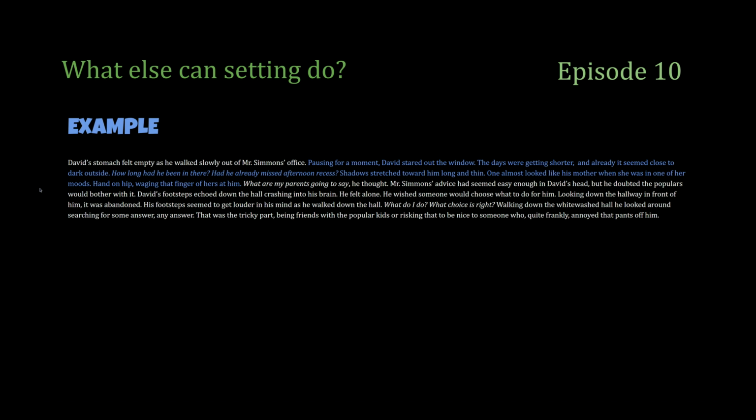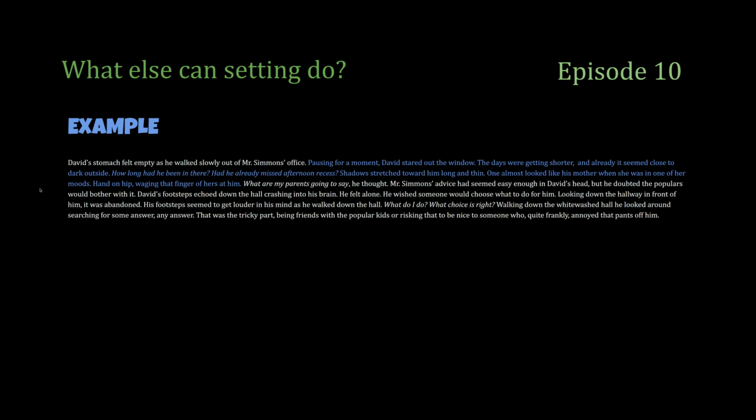So David walks outside of Mr. Simmons' office, and he's going into the hallway. And he looks outside at the window that's still in the office area and kind of stops, pauses, and is having a moment. Sort of this crisis of, what am I doing? How long was I in there? What a waste of my time. I've gotten myself into this situation for no good reason. And then all of a sudden, the shadow reminds him of his mother. And then we transition to that thought of, what are my parents going to say?